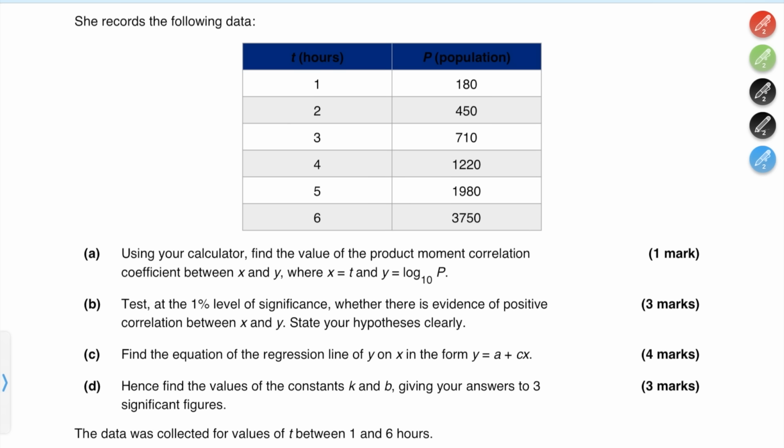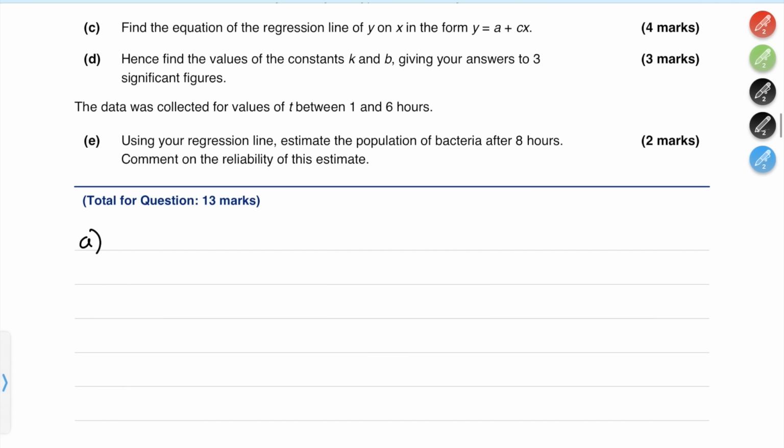So I'm going to substitute it into my calculator. I'm going to substitute in 1, 2, 3, 4, 5, 6. And I have to substitute in now, not 180, but log 10 180, log 10 450, log 10 710, log 10 120, and so on. And that should give me a value of R equal to 0.9943, which is 0.994 to 3SF.